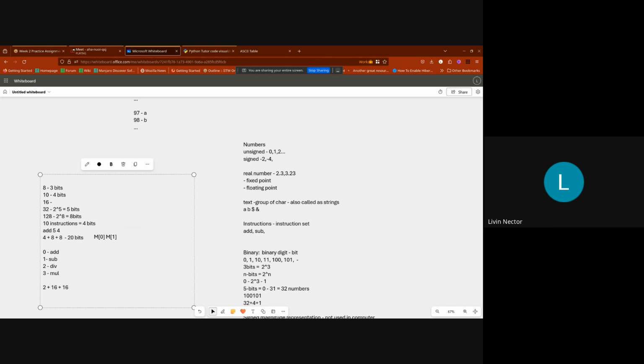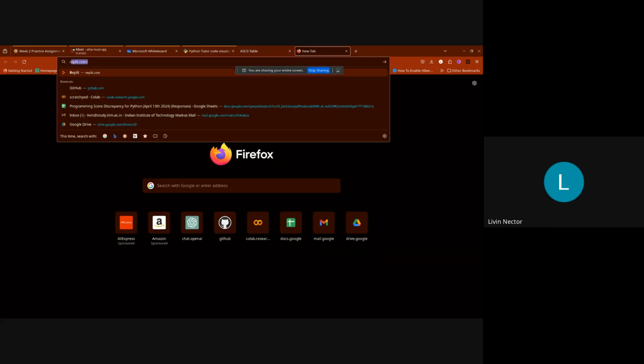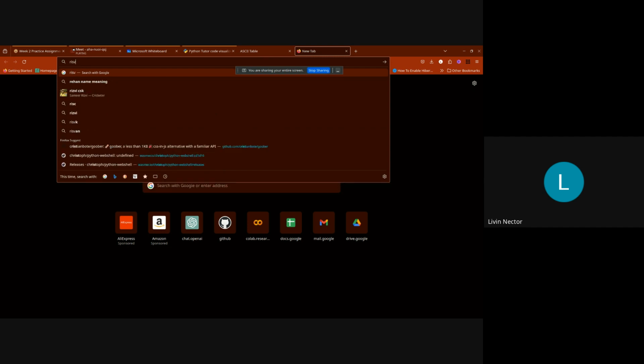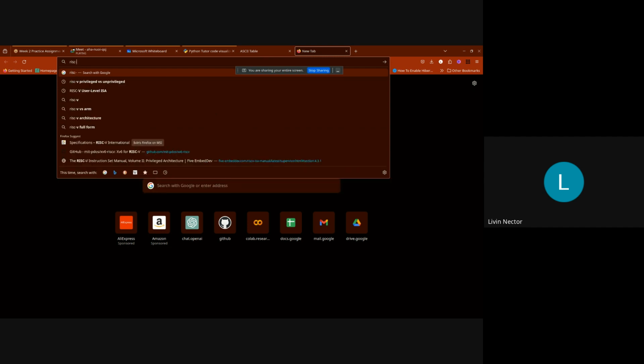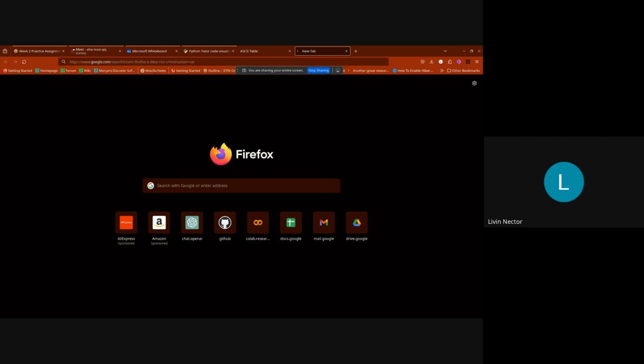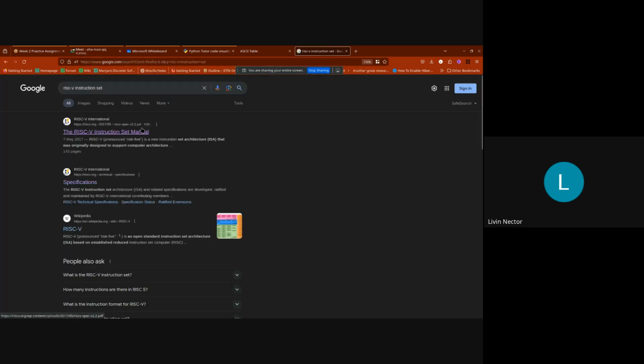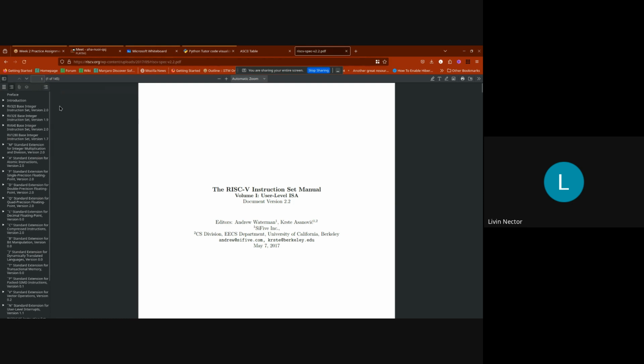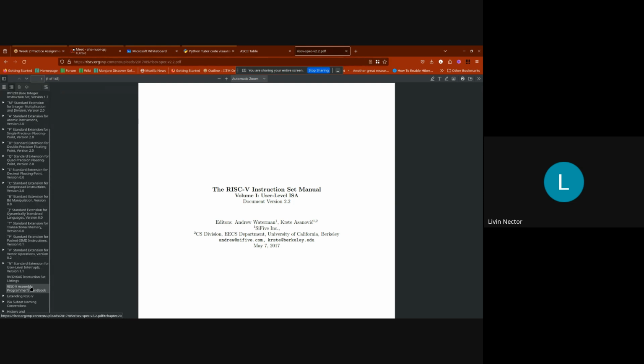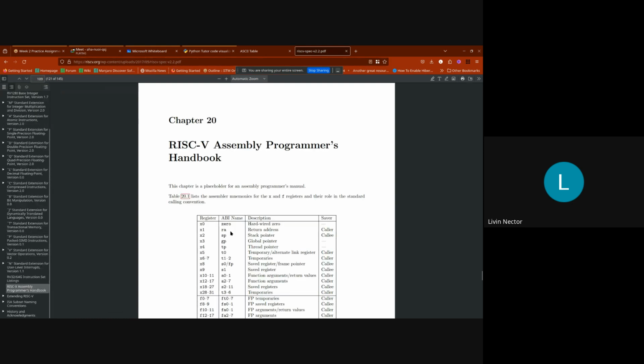So actual computers have a very definite set of instructions that you can see. This is RISC-V, what people call RISC-V. The instruction set is there, and there are many instructions. There is a whole very long book having all these instructions.